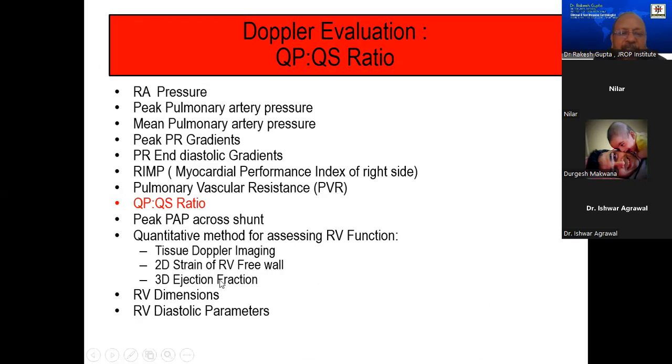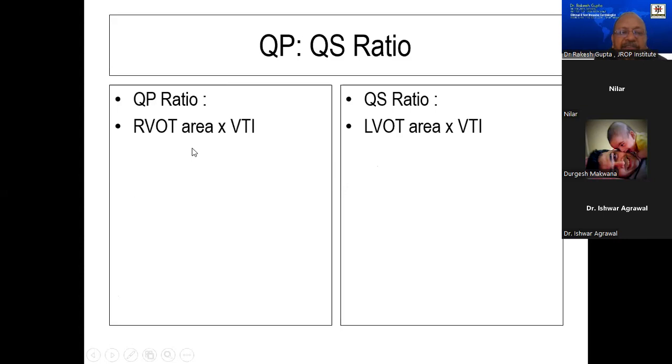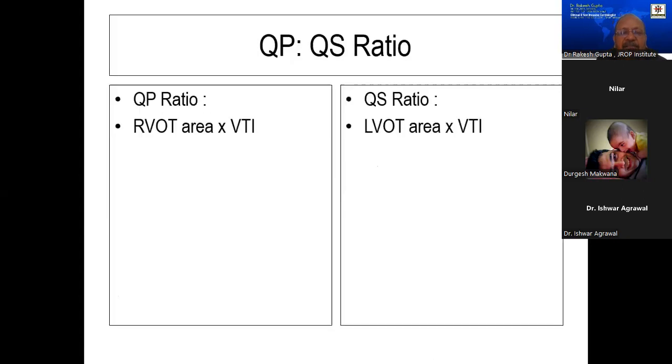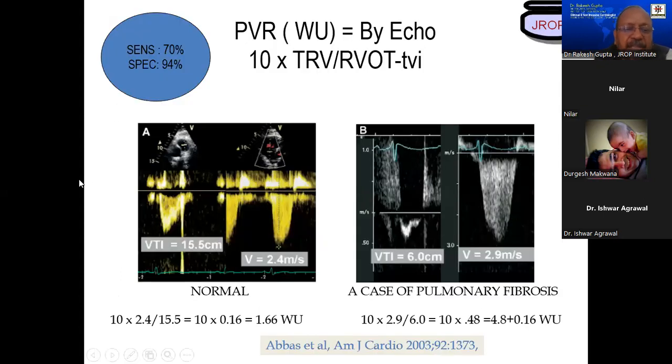Then comes the Qp/Qs ratio. Many people must have talked about this. Qp is RVOT area times RVOT VTI, and Qs is LVOT area times LVOT VTI. RVOT diameter is taken in the parasternal short axis view at the aorta, and VTI is calculated from the Doppler flow pattern. Here is the RVOT VTI. So if you have a tricuspid valve over here, we take an RVOT diameter, get an area times VTI, and that will give you Qp, the quantity of blood flowing through the pulmonic valve.